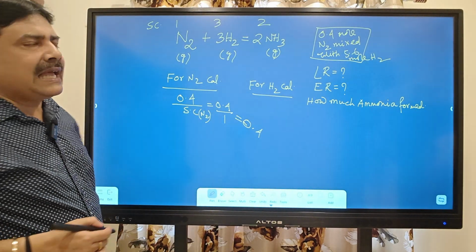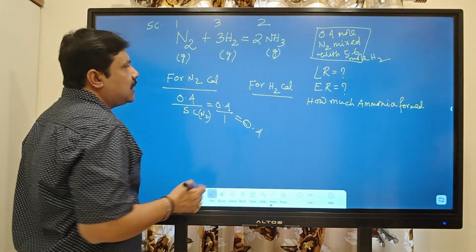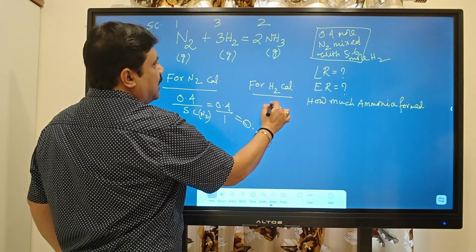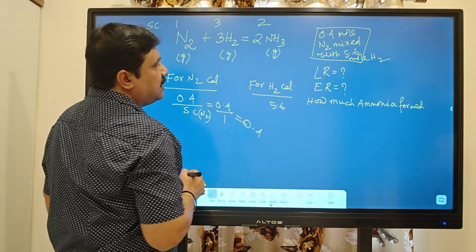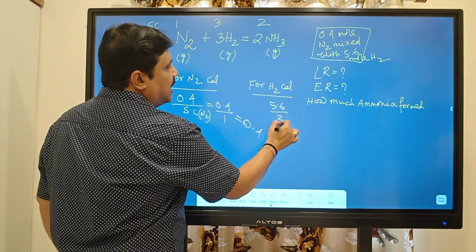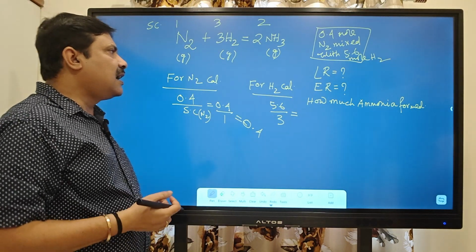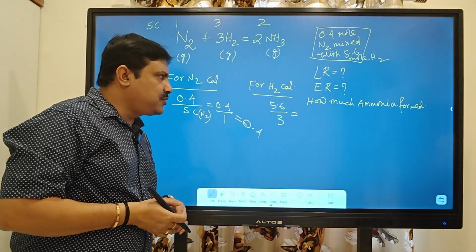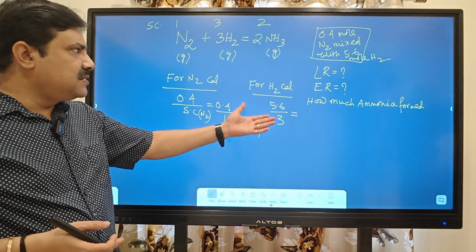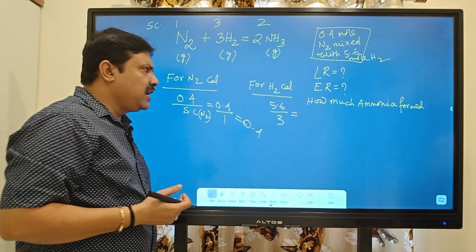Now we are going for calculations for hydrogen by the same methodology. Then you look at hydrogen. So for hydrogen, whatever number of moles they are giving, that 5.6, divided by the stoichiometric coefficient of hydrogen, which is nothing but 3, and this gives rise to a value. If you look at it, roughly 6 divided by 3 is 2, so less than 2 some value will come. If you calculate exactly, you can do it like this.